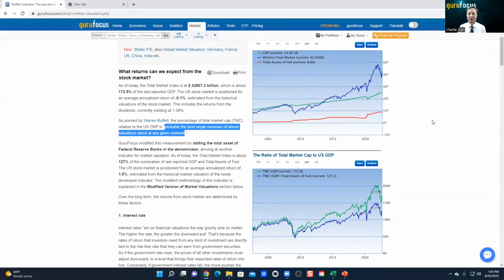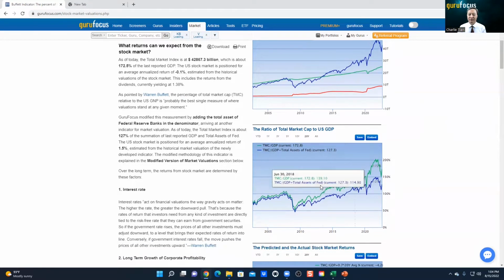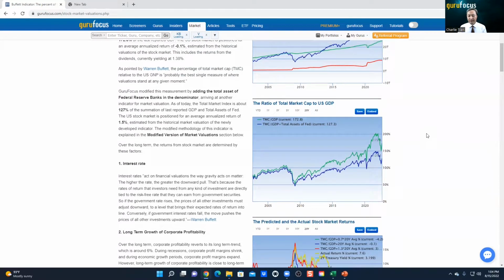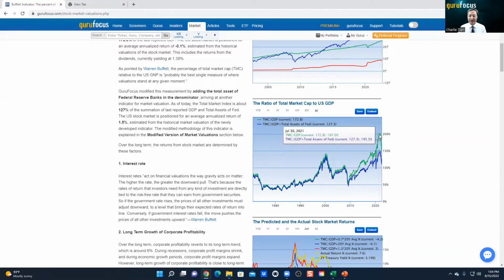The ratio of these two numbers is the green line here on the second chart, which is the total market cap divided by GDP. Currently, it stands at about 172%. If we look at the longer term, it has never been this high. In the year 2000, it was a peak, but it was not nearly as high as it is today. It was even higher last year, and now we have recovered some, but it is still much higher than any time except the pandemic peak in 2021.